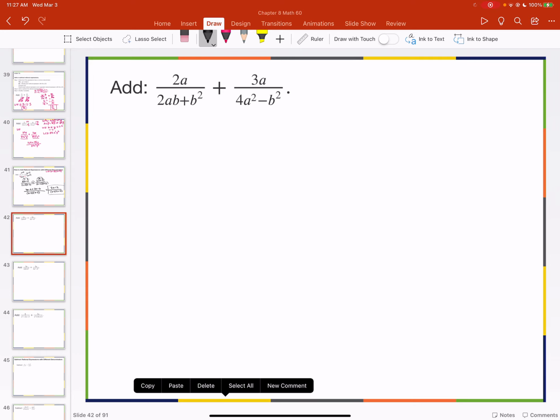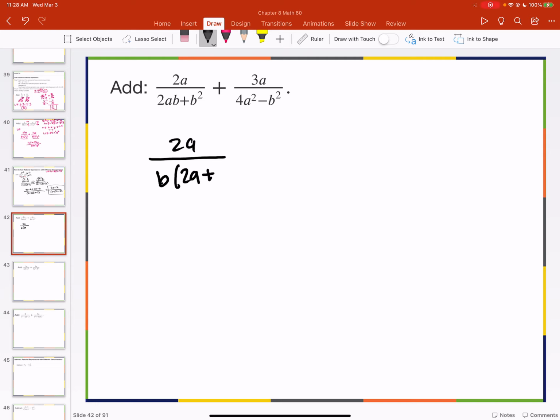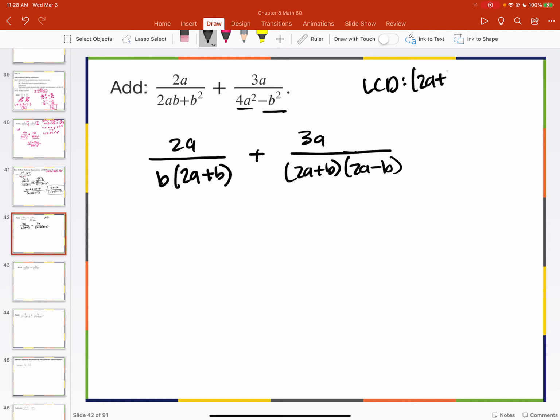So what about if I have something like this? Firstly, it's better if you factor it, so it's very easy to see what we have. We have 2a, and then on the bottom I can factor out a b. I get 2a plus b plus 3a, and then this is a difference of squares, so this is 2a plus b, 2a minus b. So then your LCD is going to be 2a plus b, since they both share that. And then what's left? 2a minus b, and then times b.